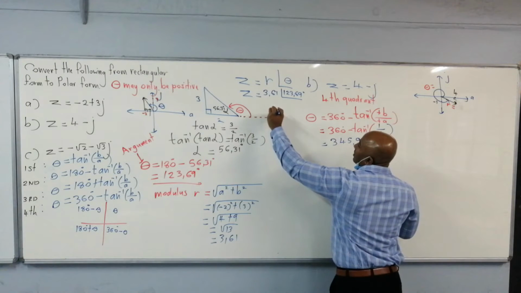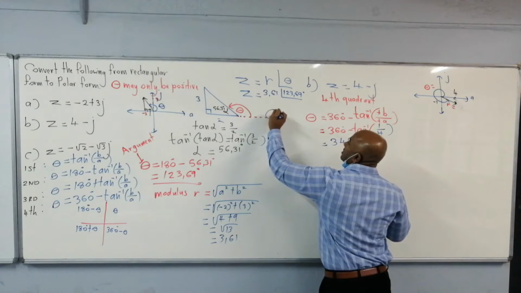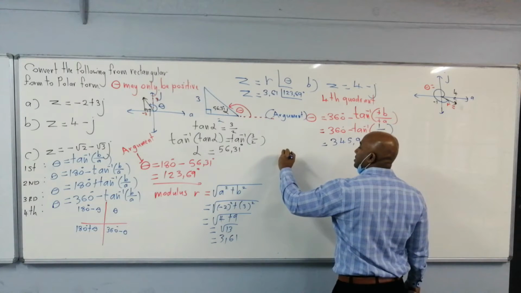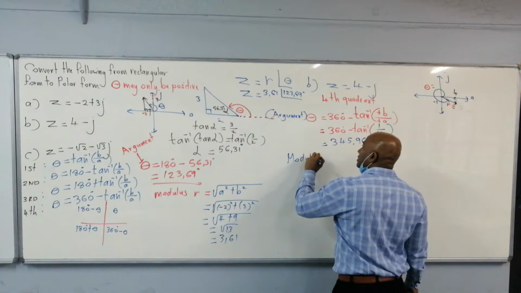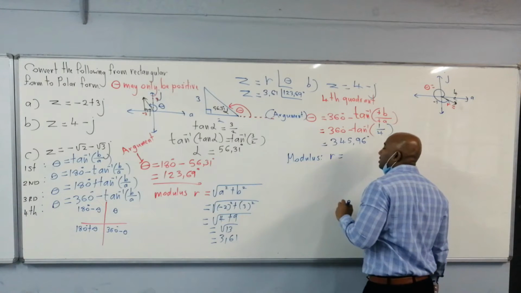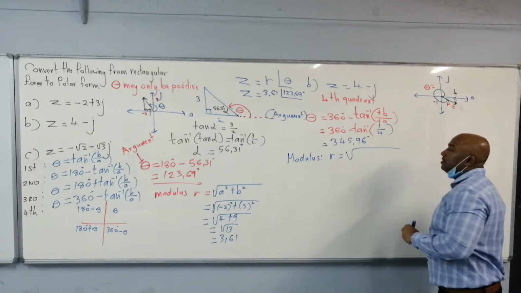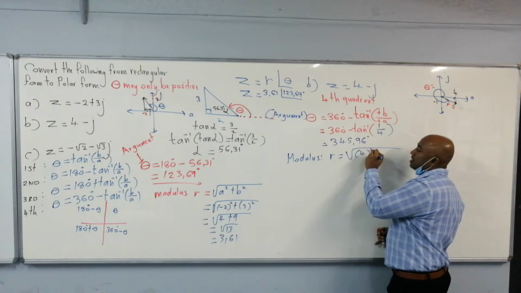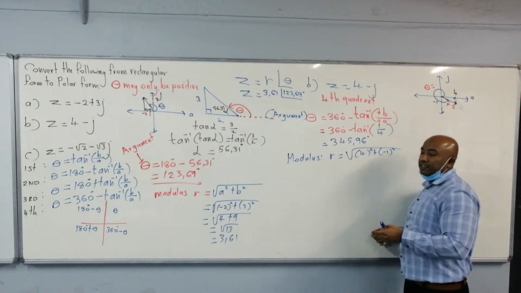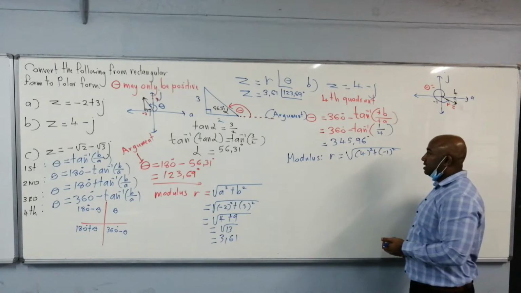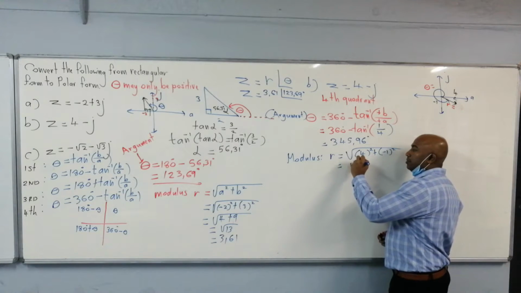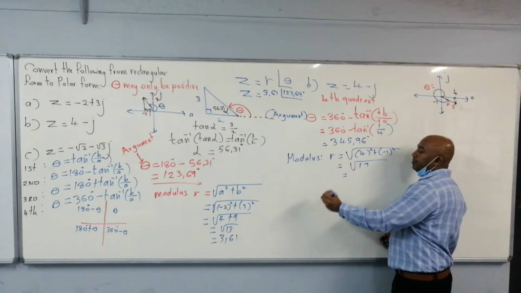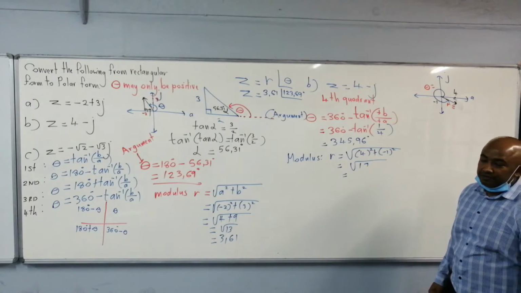Remember, don't forget to write down argument in brackets there. So that's argument. And now we're going to work out the modulus. R is equal to the square root of these two values here. Here it doesn't matter whether you put down the positive or the negative. Because if it's a negative, you're still squaring it. It will result in a positive. So that's going to be the square root of 16 plus 1, which is 17. Square root of 17.